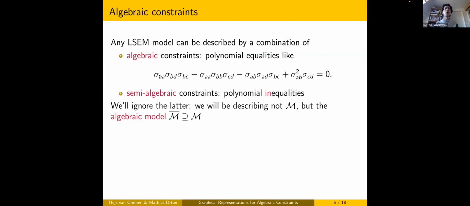In addition, in general, semi-algebraic constraints are also needed. Those are also polynomials, but not equalities, but inequalities. But for the set of graphs that we'll be talking about today, inequalities do not play a role. And even for graphs in which they do play a role, I would argue that it's more important to know about the algebraic constraints than about the semi-algebraic constraints. For many purposes, these are a stronger restriction on the model than those. So for that reason, I would focus on the algebraic constraints.